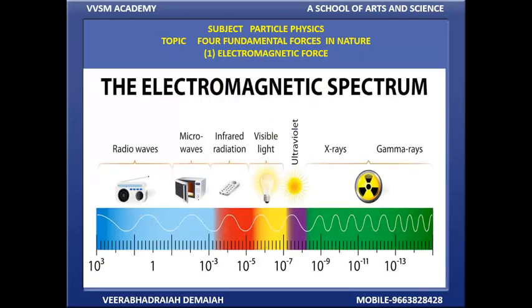The electromagnetic spectrum. My dear friends, it has different wavelengths: radio waves, microwaves, infrared radiation, visible light, ultraviolet radiation, X-rays and gamma rays. This is the important thing in the electromagnetic spectrum of different wavelengths.